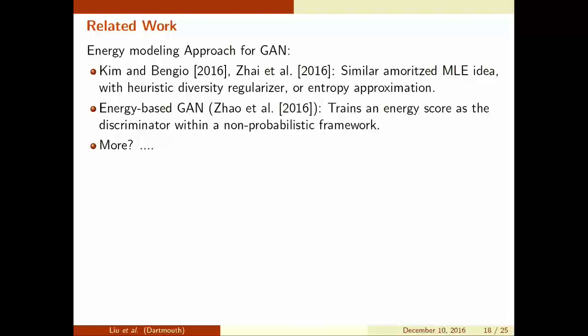So some related work. In fact, we are not the only group which uses the energy modeling approach for GAN. There's a work by Kim and Bengio, as well as a recent ICLR submission by Zhai et al., which uses a similar amortized maximum likelihood idea for training energy models, but uses heuristic diversity regularizers or entropy approximations. There's also the Energy GAN paper, which uses an energy score function as a discriminator, which is very similar in terms of algorithm, but didn't frame it as maximum likelihood training.